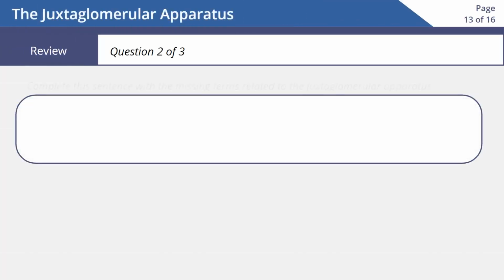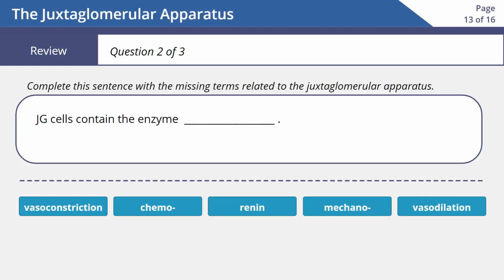Let's try another one. JG cells contain the enzyme blank. JG cells contain the enzyme renin.